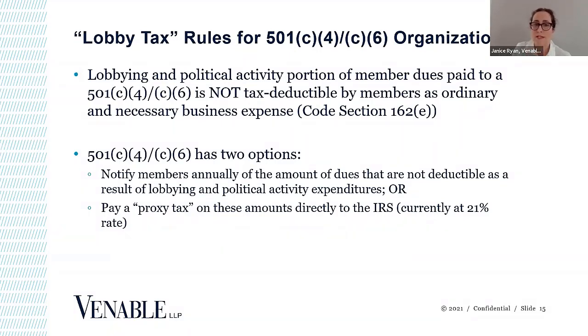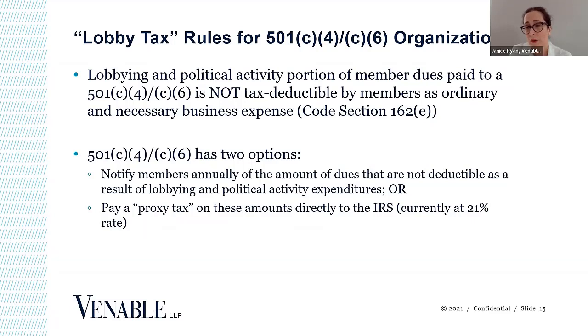We'll talk a little bit further about the lobby tax rules. An organization that engages in lobbying and has members that pay dues or similar amounts has two options under the tax code for ensuring that the members do not take tax deductions for the lobbying portion of their dues. The 501(c)(4) or 501(c)(6) organization can either notify their members annually of the amount of dues that are paid that are not deductible as a result of lobbying and political activity by the organization, or they can choose to pay what's called a proxy tax on those amounts directly to the IRS.